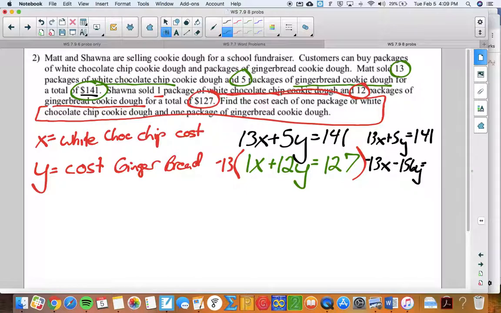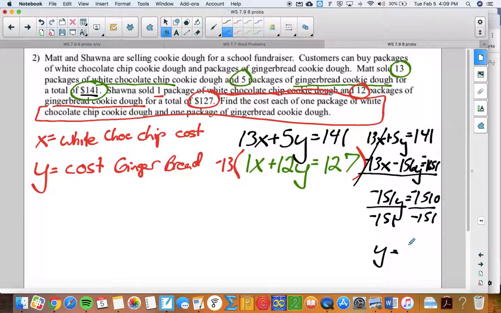$127 times negative 13 equals negative 1,651. It's a negative. All right, so now I'll add that together. I still have that number in my calculator, which is handy. So then when I add these together, I get negative 151y equals, I'm going to take that negative 1,651 and add a positive 141 to it, which gives me negative 1,510. Now I solve for y by dividing by negative 151. Divide by negative 151. We get y equals 10.